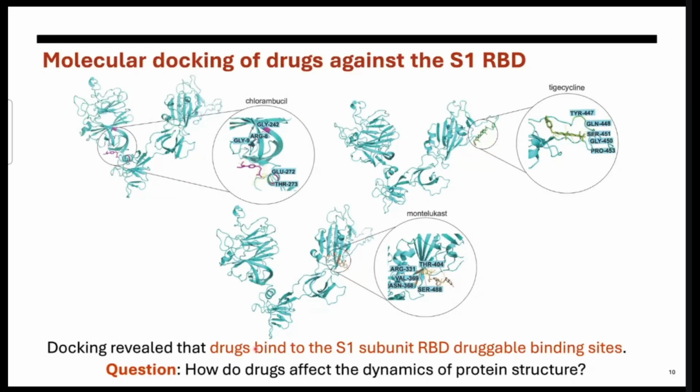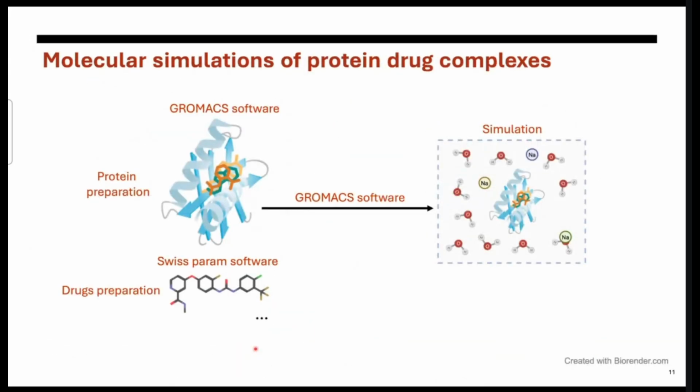But the question is, this is a static approach where we could not see any water molecules or in vivo situations, so that we can accurately predict the dynamics of the protein structure when the drug is bound to this sequence. So to understand the dynamics of the protein structure, we performed molecular dynamic simulations. Using GROMACS software, we prepared the protein structure, and drugs were prepared using the SwissParam software. And then we ran 100 nanosecond simulations using GROMACS software, using a GPU-based computer, which ran for over 5 days for each simulation.